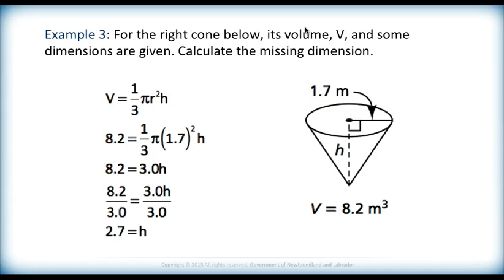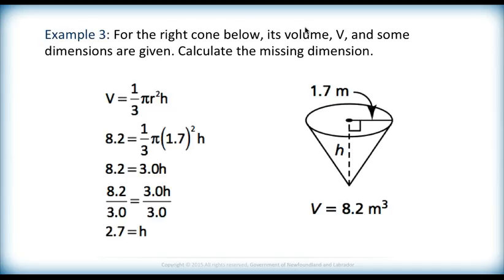In our final example, we will look at the right cone. Its volume V and some dimensions are given. We will need to find the missing dimension. As can be seen from the diagram, we are given the radius of 1.7 meters and the total volume of 8.2 meters cubed. The missing dimension is the height.